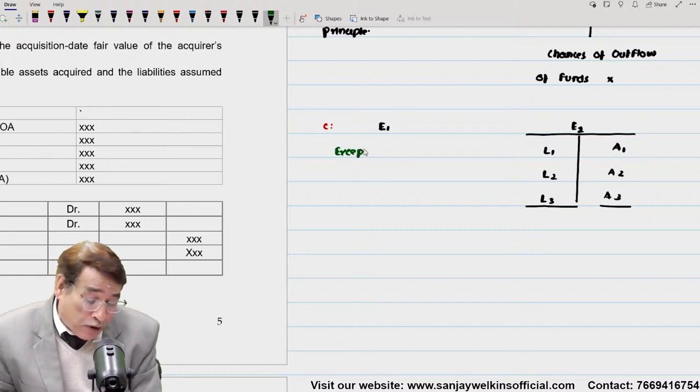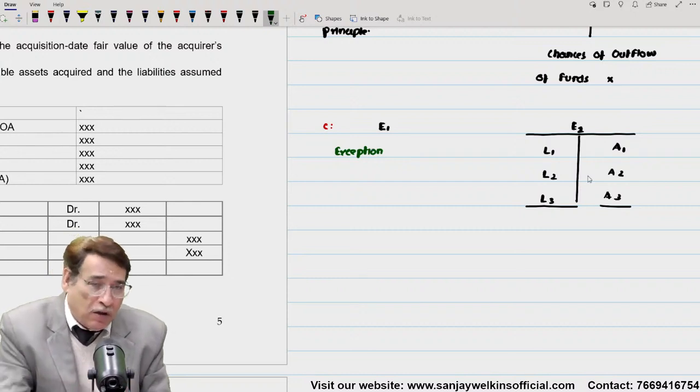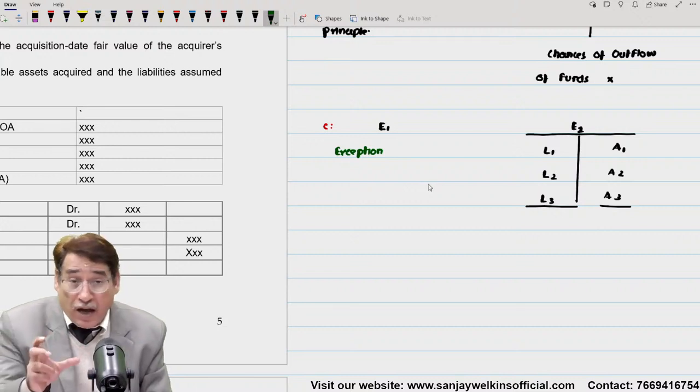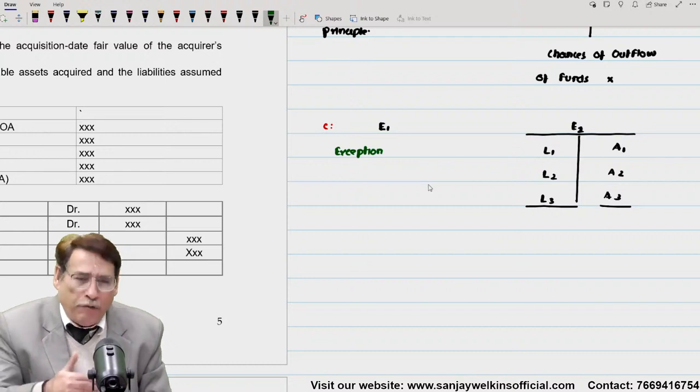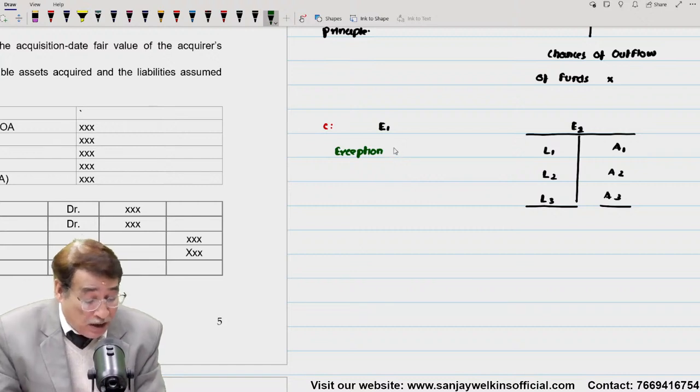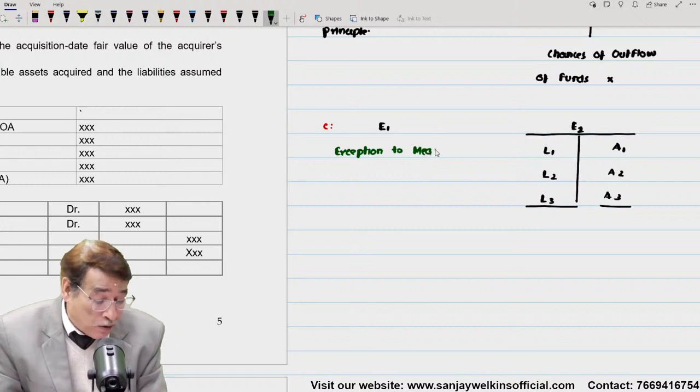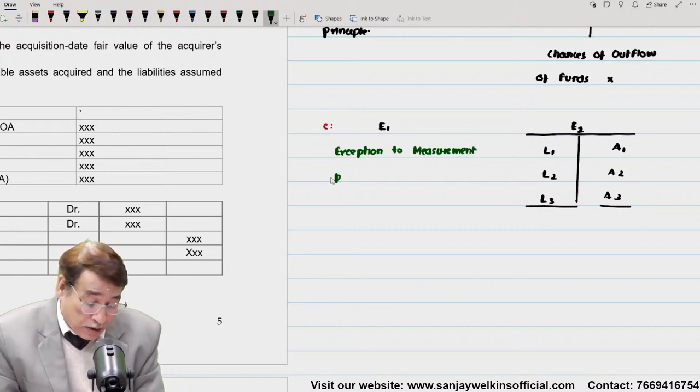It is an exception to measurement, because here we are deferring the measurement rules. Generally, all the assets and liabilities appearing in the books of the acquiring company will have to be recorded at fair value, but we are not measuring them at fair value. Then how we will measure them, and what those exceptions are, I will let you know in a short while. Just pay attention. It is known as the exception to measurement principle. Is it clear to you or not?